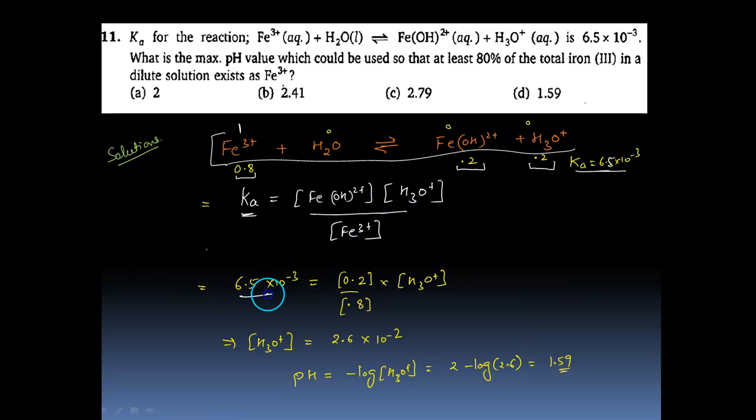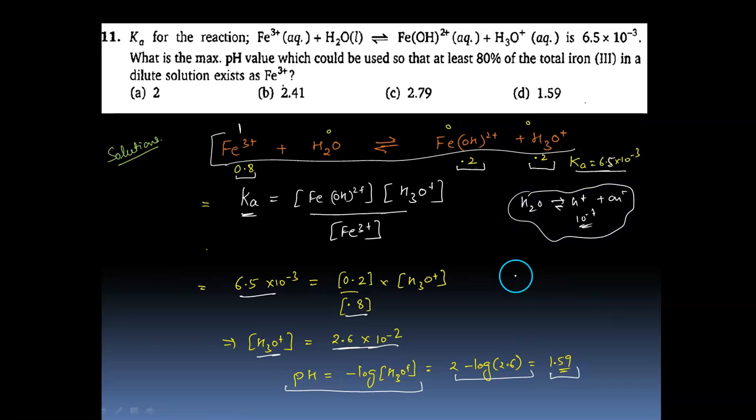If we put the values, we get the H3O+ concentration as 2.6 × 10^-2. If we take the negative log, it becomes 2 minus log 2.6, which is 1.59. Understand, the H+ which comes from water dissociation is quite negligible, of the order of 10^-7. Therefore in our calculation we have neglected H+ arising from water. Hence for this question the answer comes out to be 1.59, which is option D.